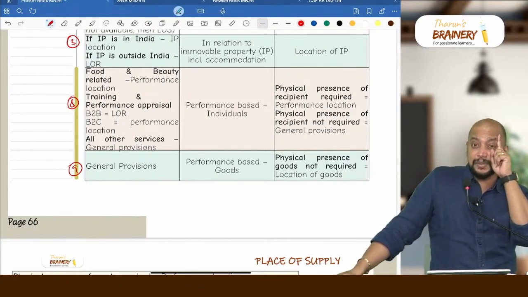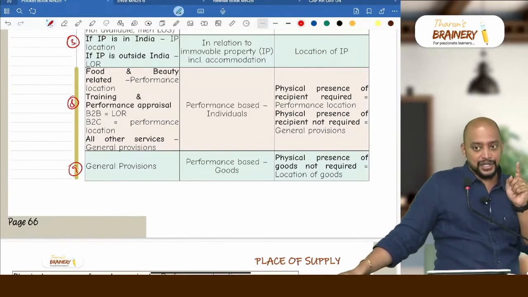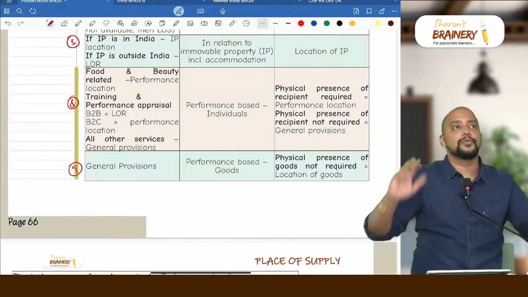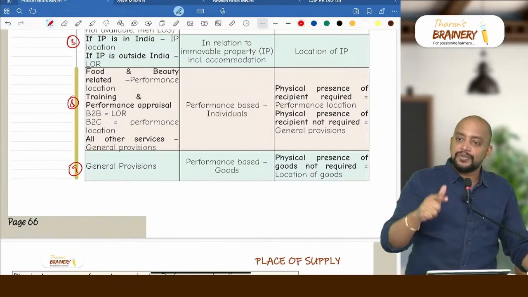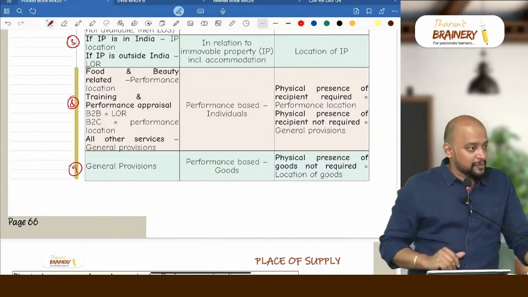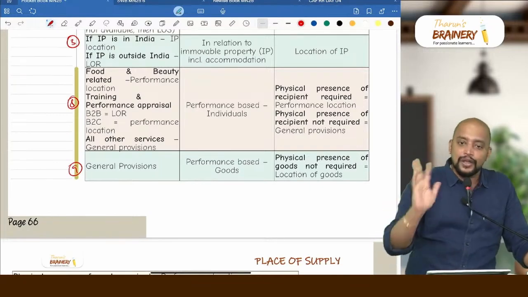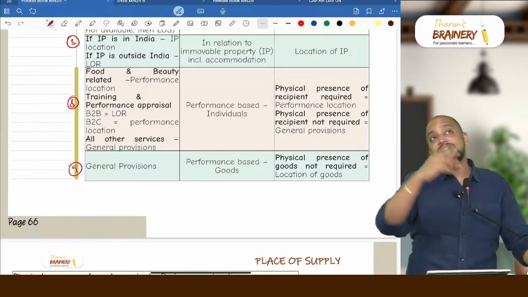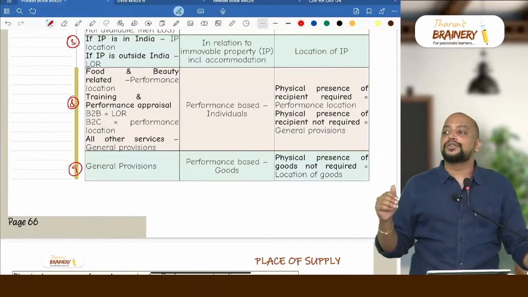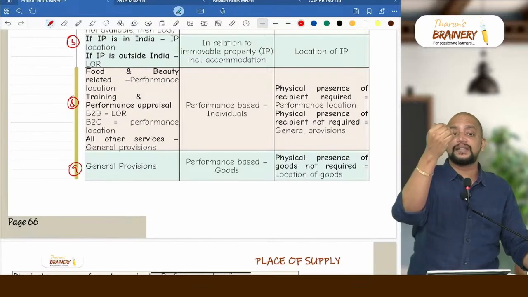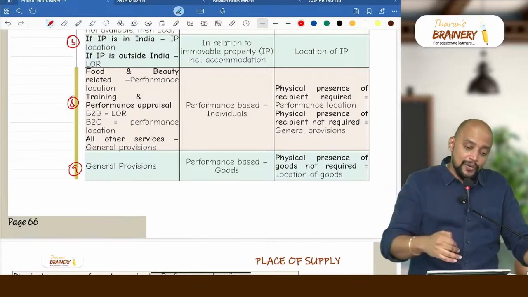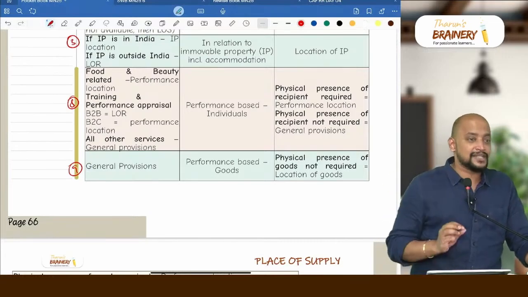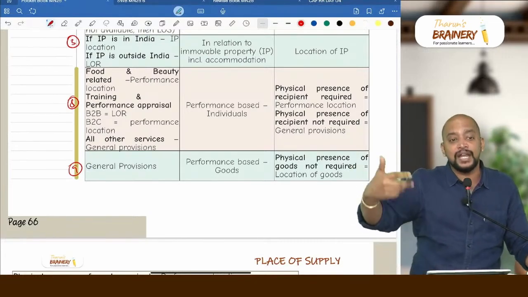For training and performance appraisal, we have B2B, B2C classification, and in other places it will be location of performance. That's common. If you see food and beverages, beauty treatment, location of performance. Training and performance appraisal also location of performance. Any other service we don't have specific provision, so general provisions. Whereas in section 13 you need to check whether physical presence of the recipient is required or not. If required, then location of performance, otherwise general provisions. So what you need to remember is the specific provision; balancing figure will be general provisions.